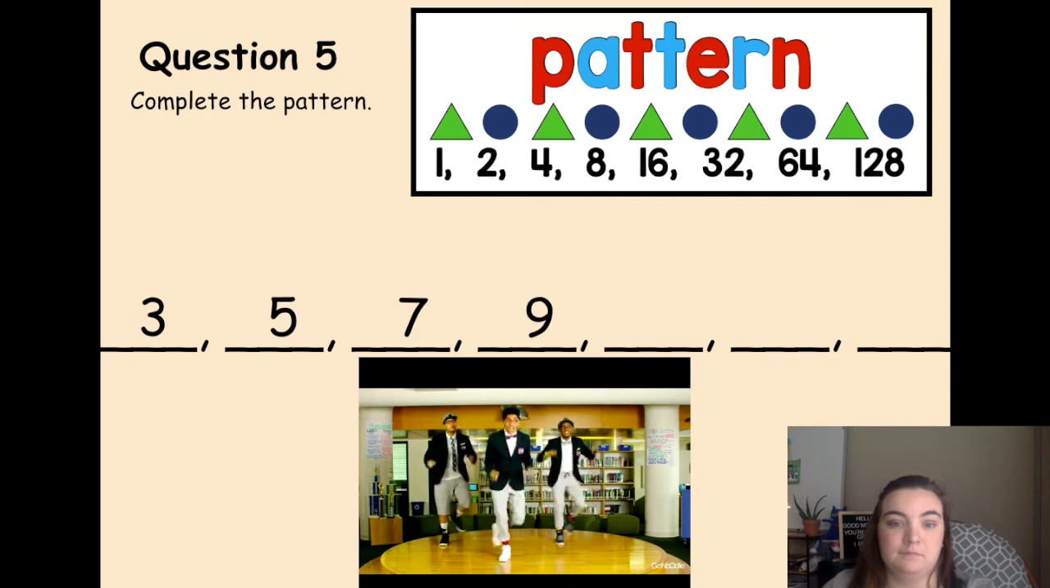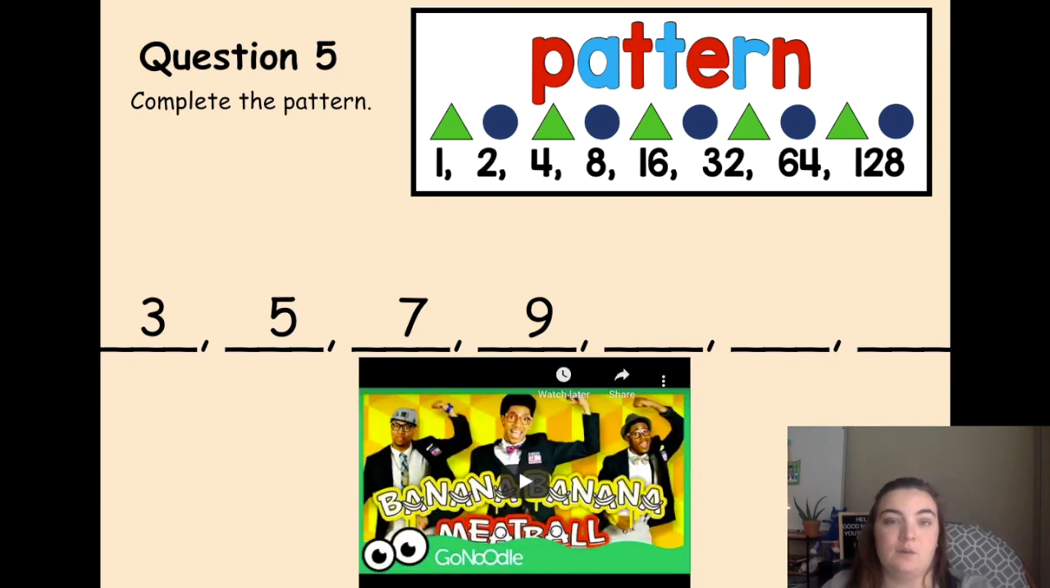Let's make a pattern. When we complete a pattern, we have to look at the differences between each set of the pattern. In the pattern up above on the definition sheet, it's triangle, circle, triangle, circle, triangle, circle, triangle, circle. So we know there's only two parts of our pattern. The number pattern below, they're multiplying by 2 each time. 1 times 2 is 2, 2 times 2 is 4, 4 times 2 is 8, 8 times 2 is 16, and so on. So in our pattern, we have 3, 5, 7, 9.